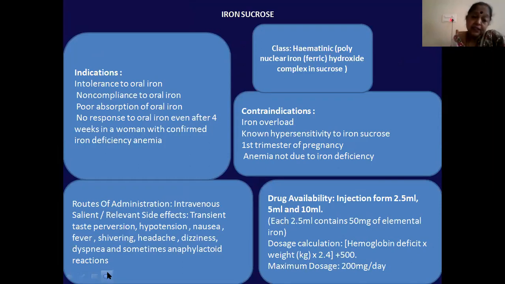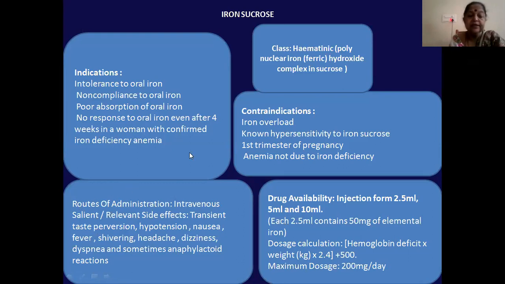The indication for parenteral iron is always asked, and whenever the woman is intolerant to the oral iron, non-compliant to the oral iron, there is a poor absorption of oral iron, there is no response to the oral iron even after 4 weeks with confirmed iron deficiency anemia. Of course, you have to rule out the other causes of anemia when there is no response to the oral iron, and repeat investigation to find out the cause. Then you can prescribe the injectable iron.